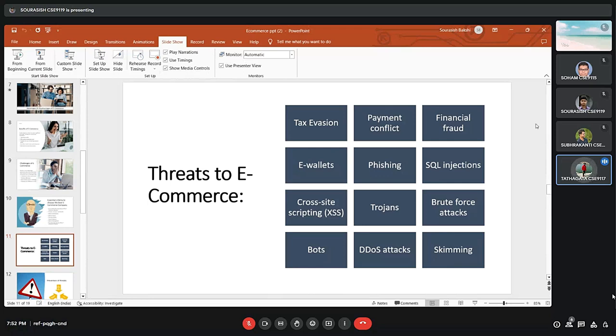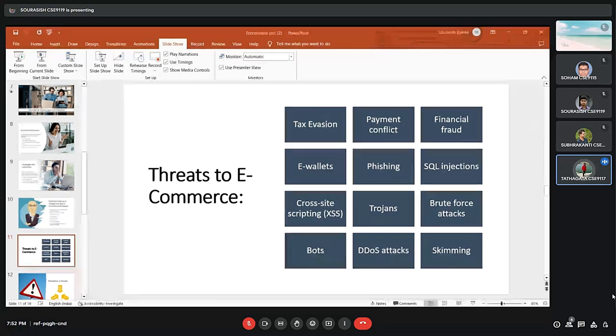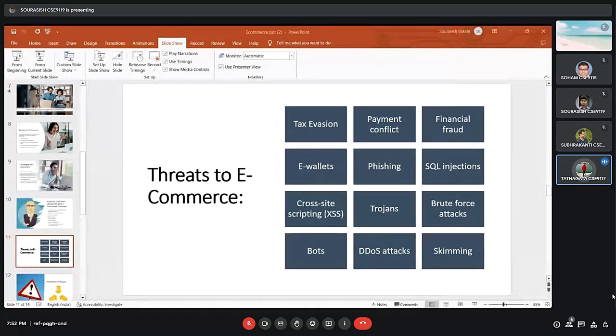Tax evasion: organizations show legal paper records to the revenue department, the IRS, but in the case of e-commerce shopping, online transactions take place due to which funds get transferred electronically, and the IRS is not able to count the transactions properly.